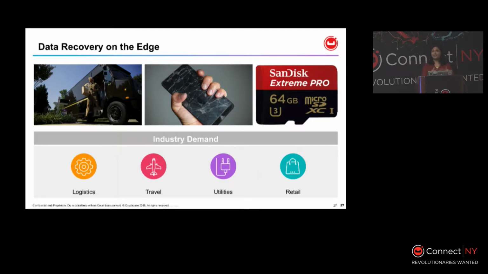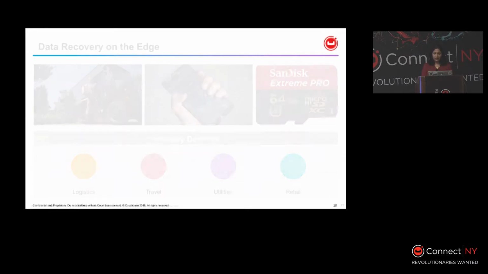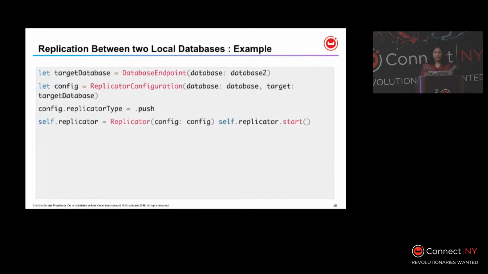You have all these transactions, right? You made all these recordings and so on, and you don't want to lose them. So what we call this feature is data recovery on the edge. It is essentially replication between two local databases. So you can in real time replicate between your main database associated with your app with another database. You can have it on an SD card or something, and that's going to be a target database, and you can in real time replicate to that database.